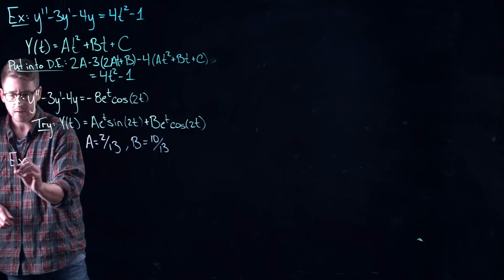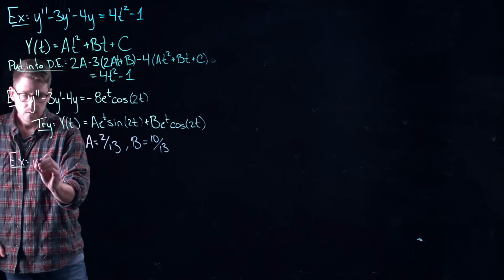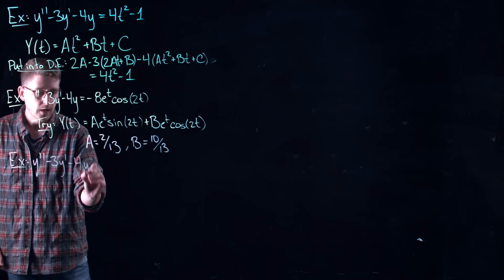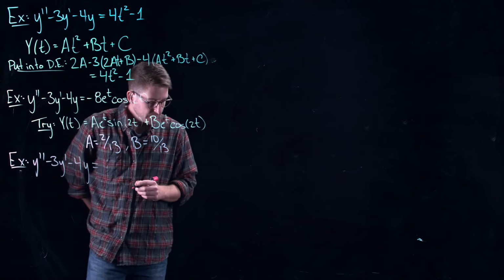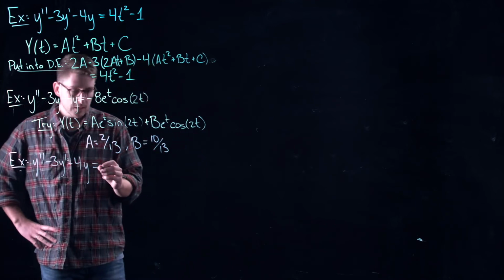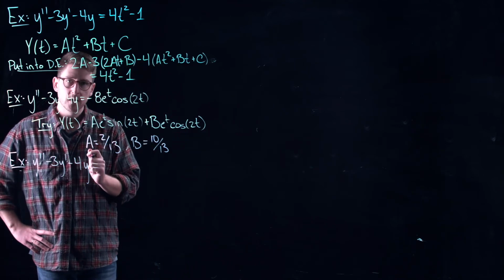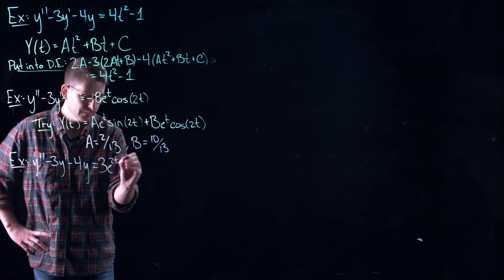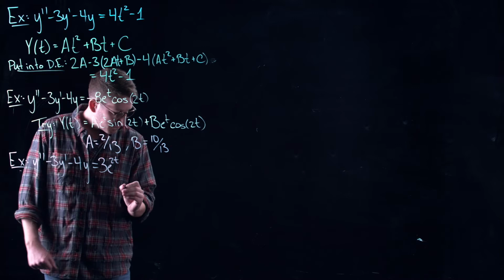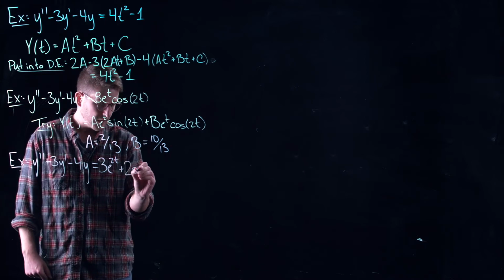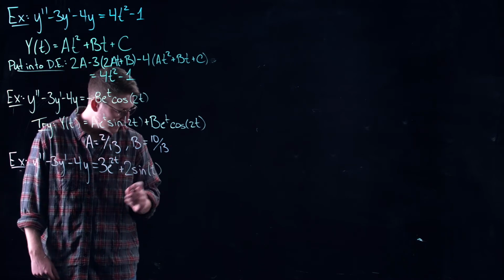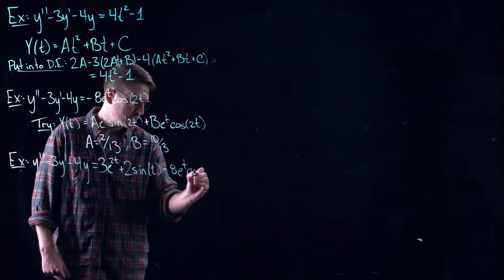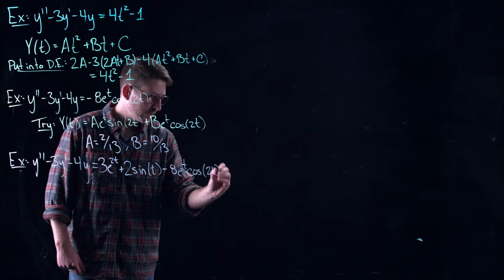I'm going to keep scaling up the problem. Let's do y double prime minus 3y prime minus 4y. So again, same left-hand side. And I'm going to set it equal to a bunch of the things that we've already done, but I want to add them all up. 3e to the 2t, plus 2 sine of t, minus 8e to the t cos of 2t. I can do that, right?